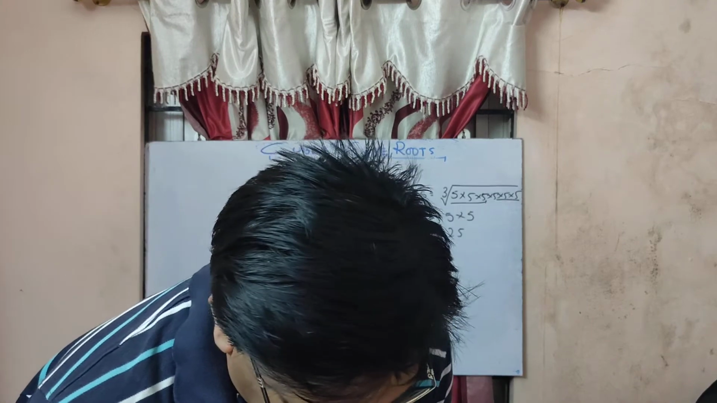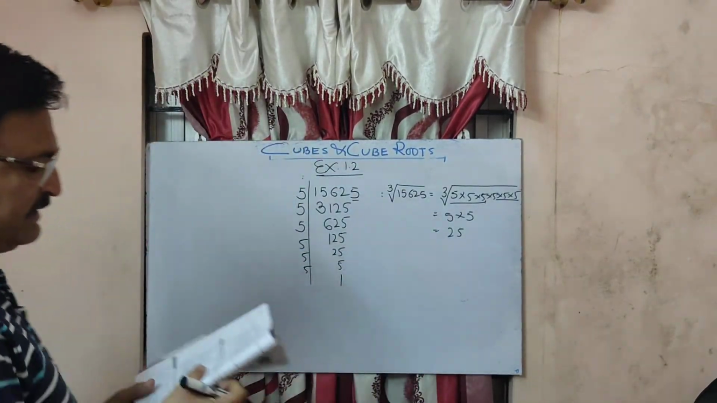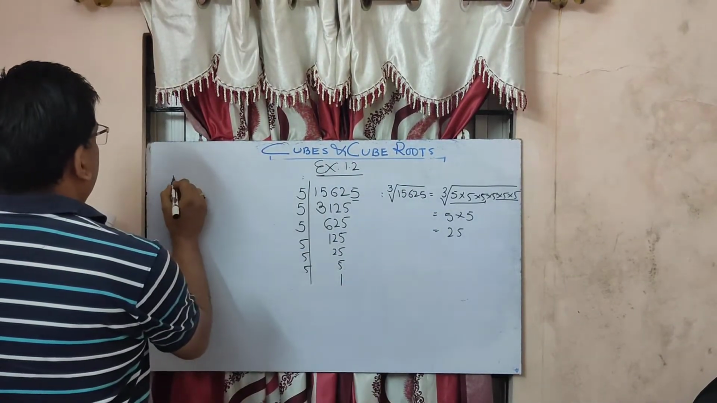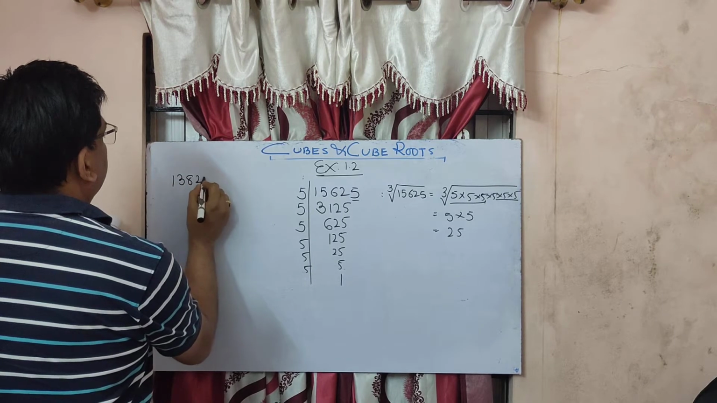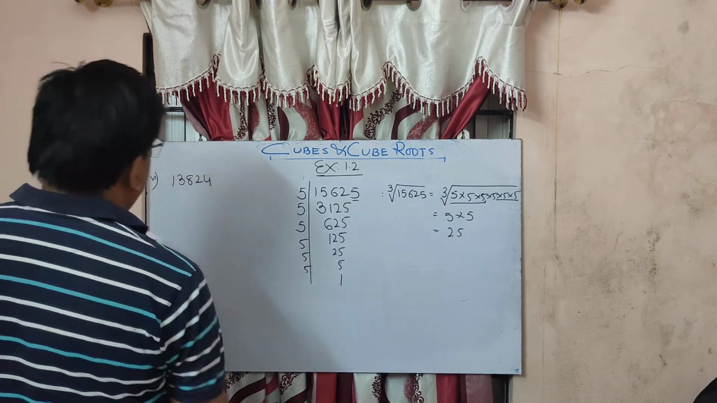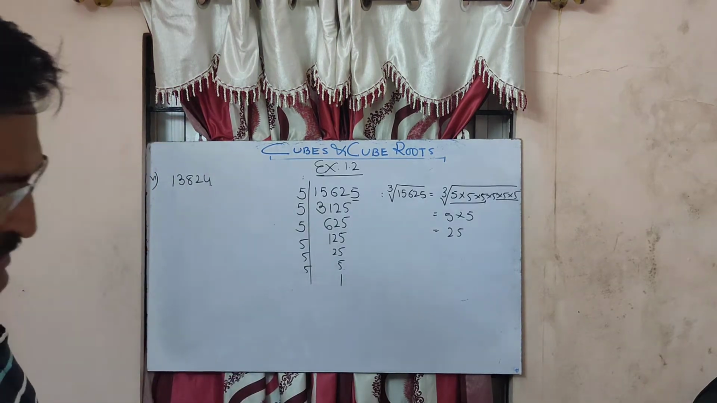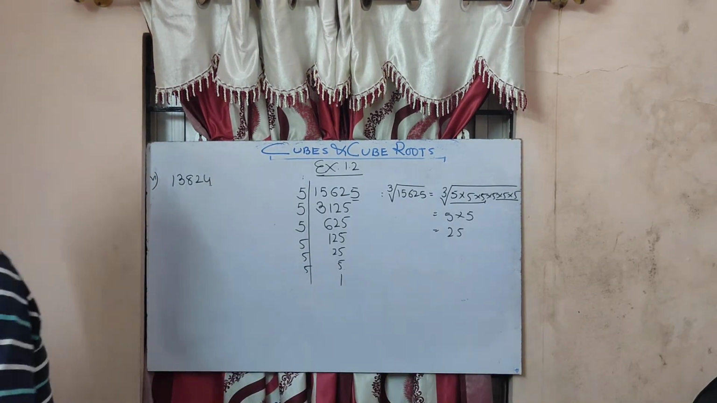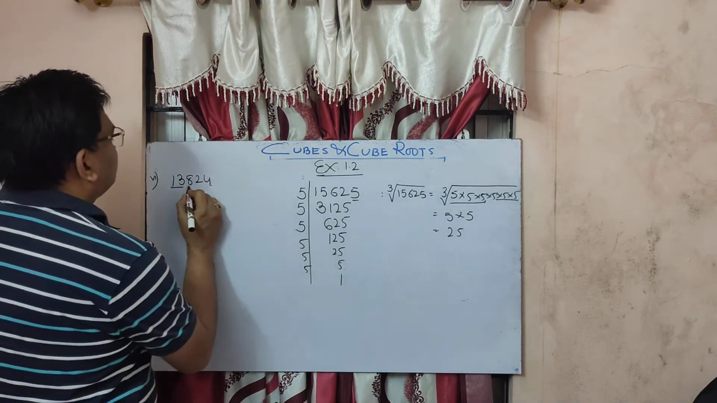We'll take another one. 13824. Now this one is the 6th one. So now, can anybody directly tell me what the cube root of this is?